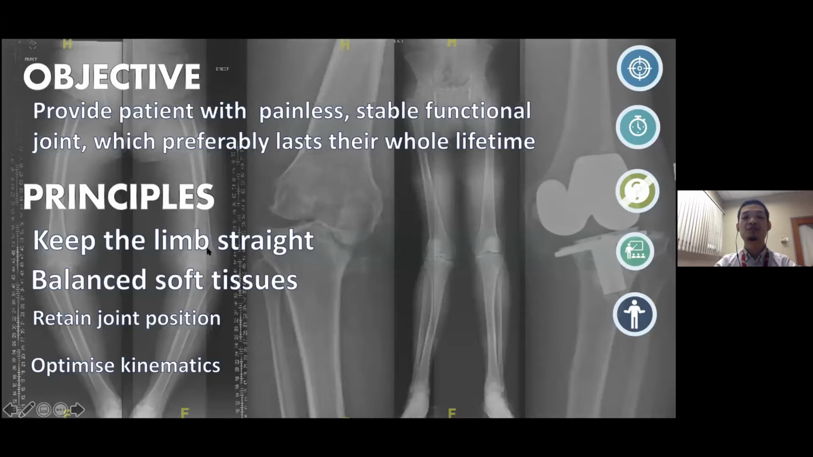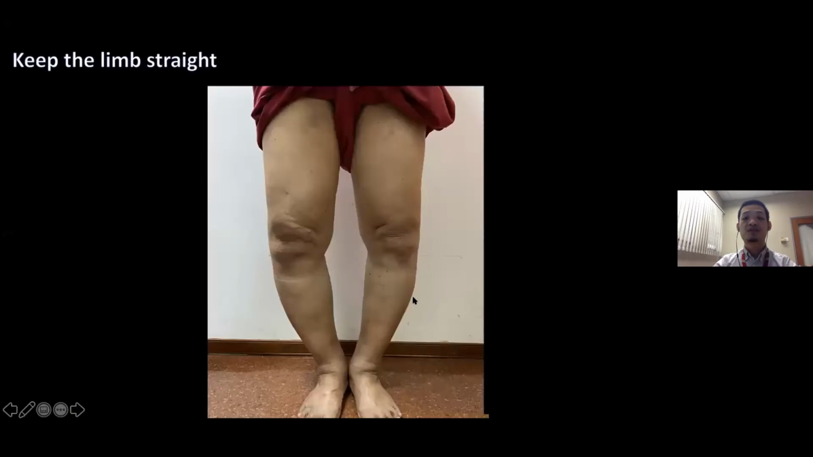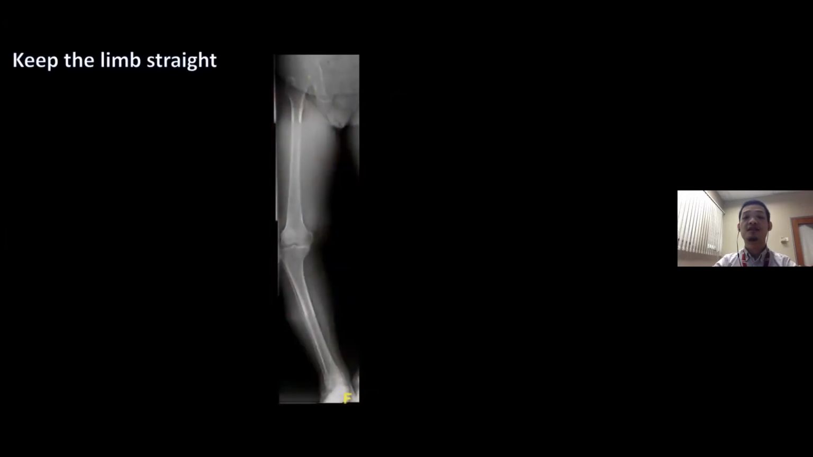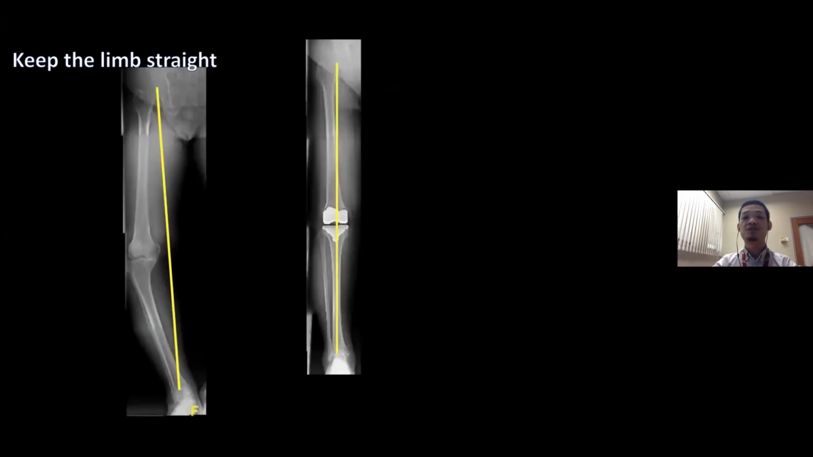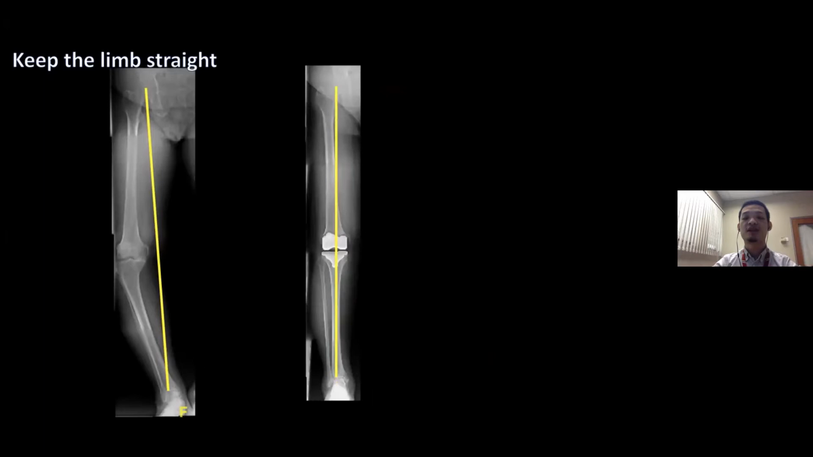We need to keep the limb straight because we want to equalize the loads and we want to balance the soft tissues. So this is one of our patients pre-operatively. You can see there's quite a bad varus deformity, and this is his X-ray. As you can see, the load is focused a lot more over the medial joint space. And when we do the surgery, we aim to straighten that and equalize the loads between the medial and lateral side.